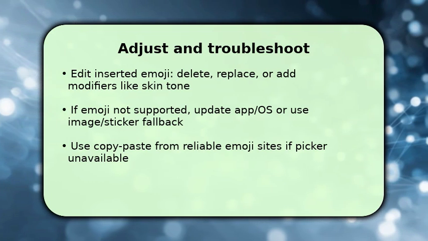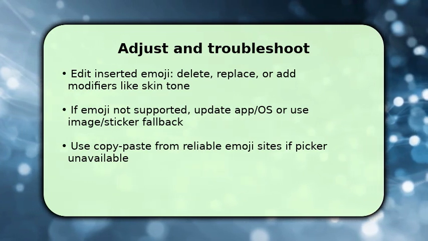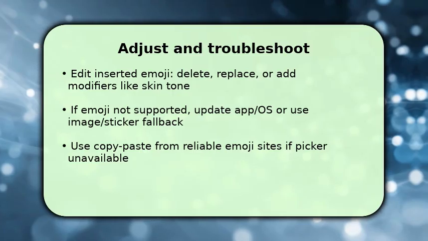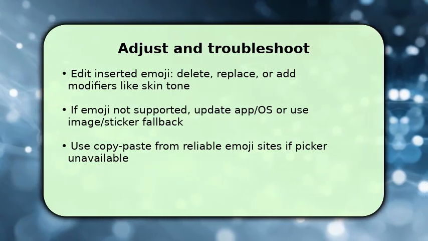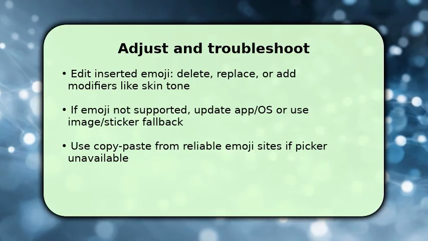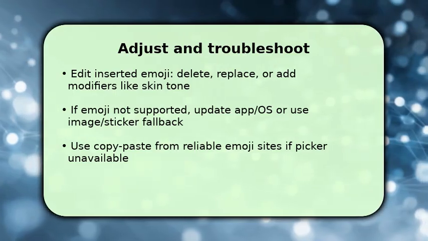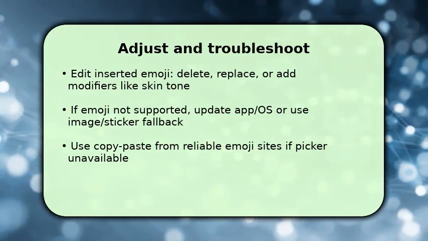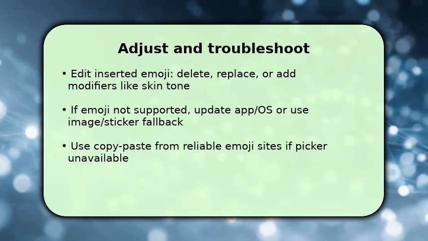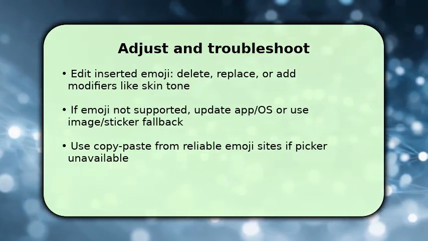If you need a skin tone or gender variant, use the modifier menu in the picker before or immediately after insertion. If the emoji appears as an empty box or question mark, make sure the app and OS are updated. Otherwise, paste a supported image or sticker as a fallback.